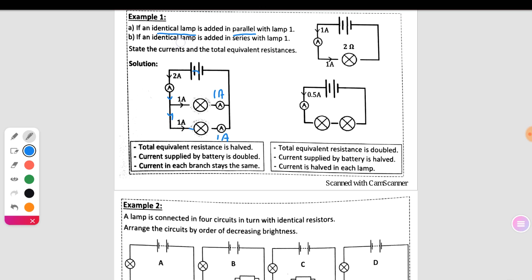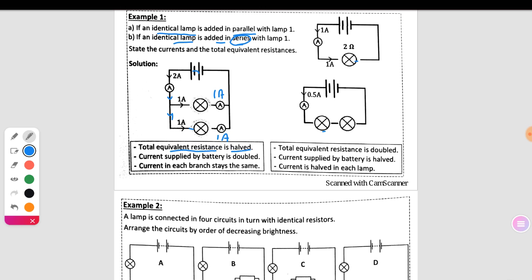If identical lamps are added in series like this, in this case, the total equivalent resistance is doubled.